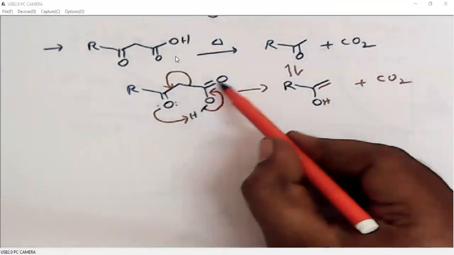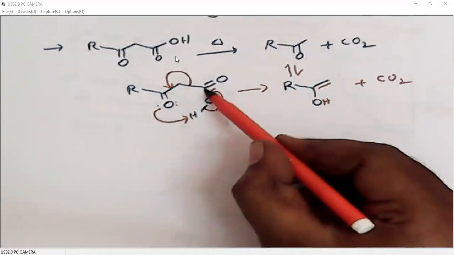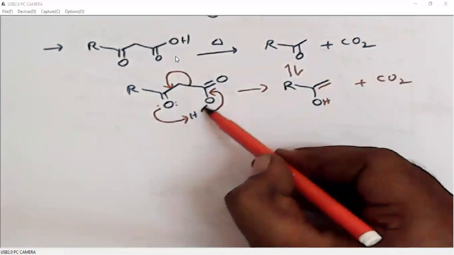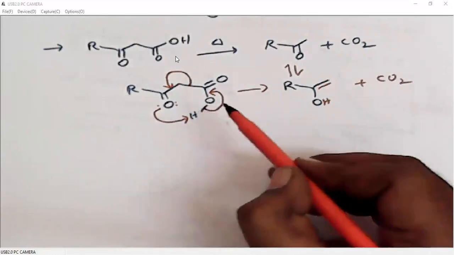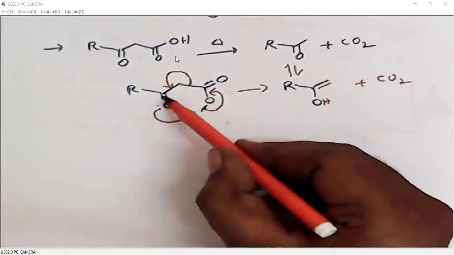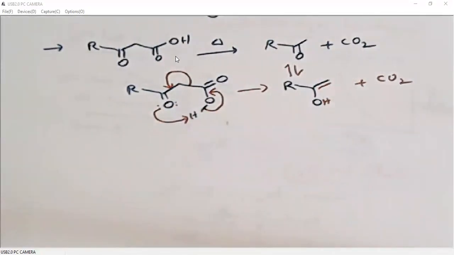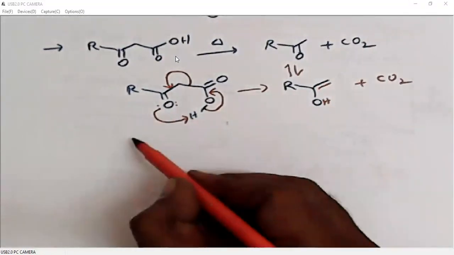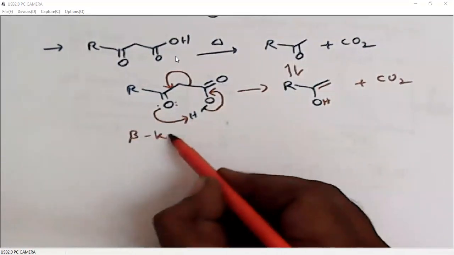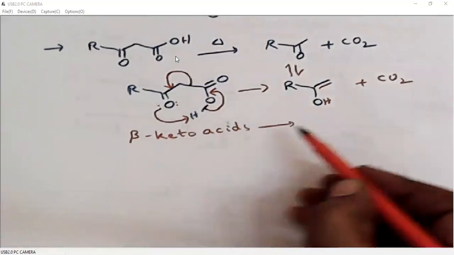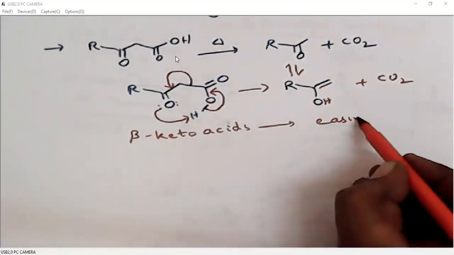So this is a simple ene reaction, an intramolecular ene reaction. Yeah, we have this allylic system, the double bond is there, and at the next position, oxygen. So it is an allylic system. We have an allylic proton. We have a double bond. Okay, so altogether it is an intramolecular ene reaction. So these are called beta keto acids. They undergo easy decarboxylation.